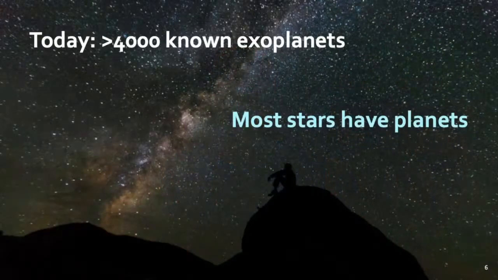And so if we fast forward to today, on slide 6, astronomers, through various techniques, have discovered more than 4,000 planets around other stars and in our Milky Way galaxy. And based on the number that we've detected compared to the number that we've looked at, we can extrapolate and understand that, in fact, most stars within our galaxy have planets of their own.